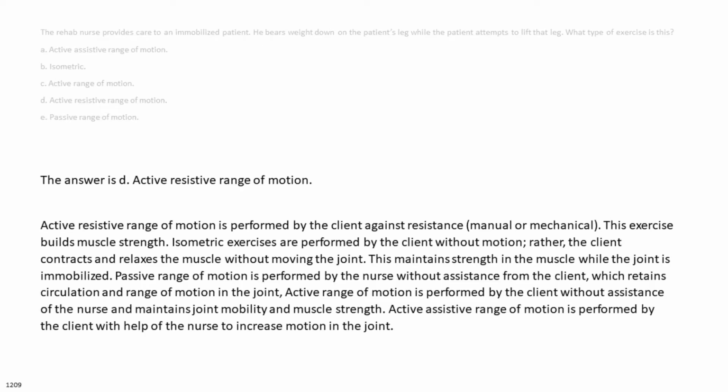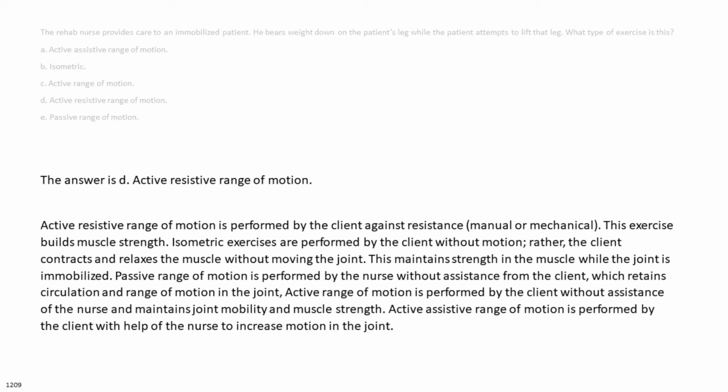The answer is D. Active resistive range of motion. Active resistive range of motion is performed by the client against resistance, manual or mechanical. This exercise builds muscle strength. Isometric exercises are performed by the client without motion, rather, the client contracts and relaxes the muscle without moving the joint. This maintains strength in the muscle while the joint is immobilized.